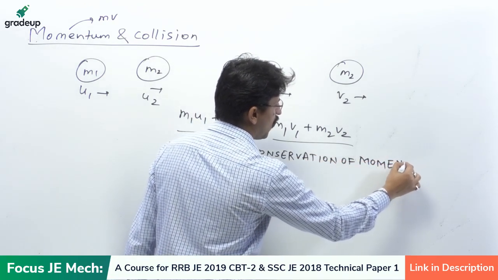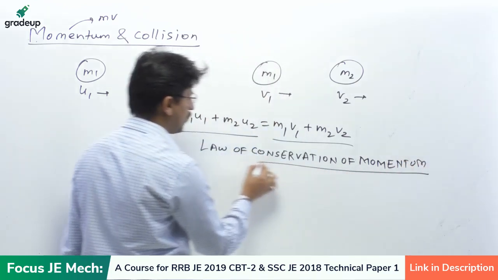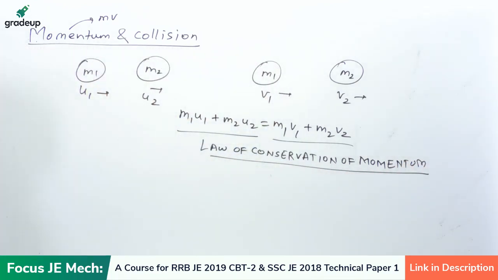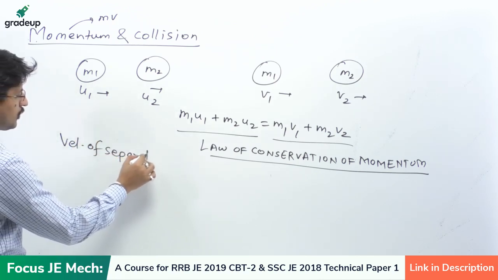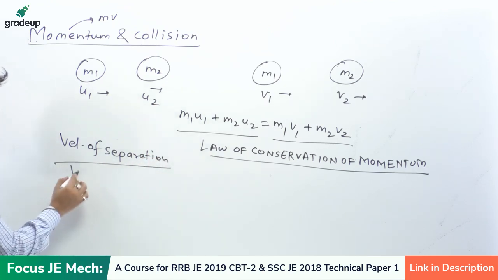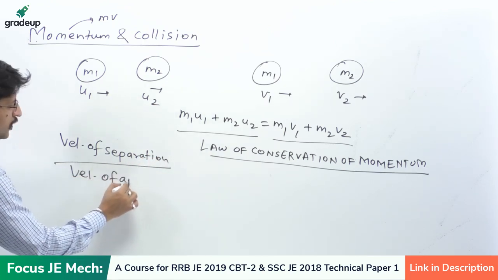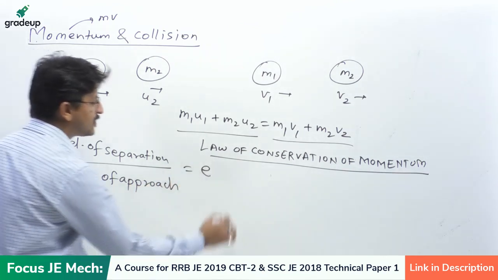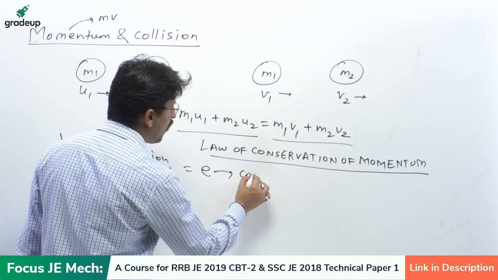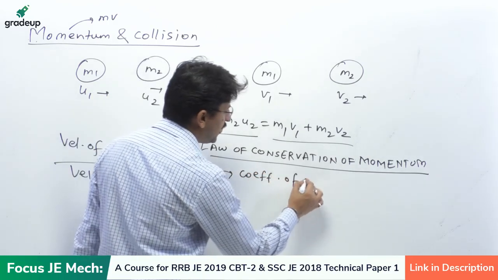Law of conservation of momentum. Okay. And there is one more law that is known as the law of collision, Newton's law of collision. It says that velocity of separation divided by velocity of approach is equal to e. And this e is known as the coefficient of restitution.